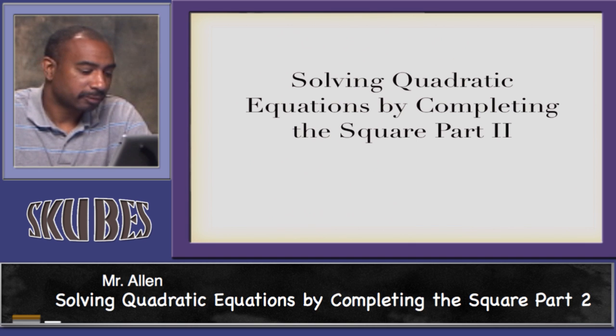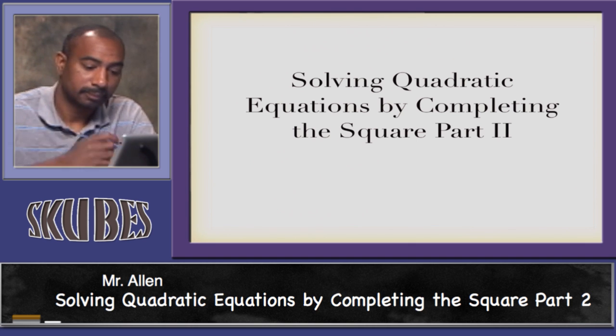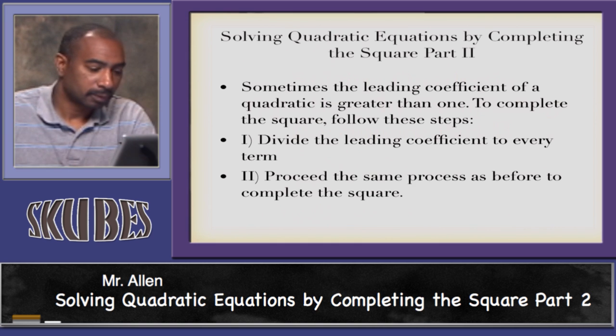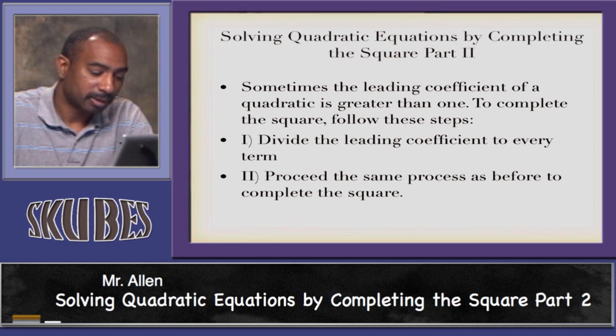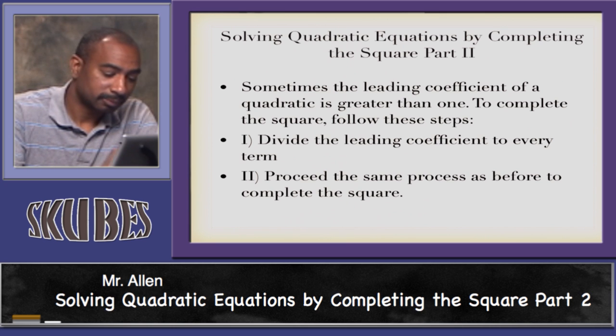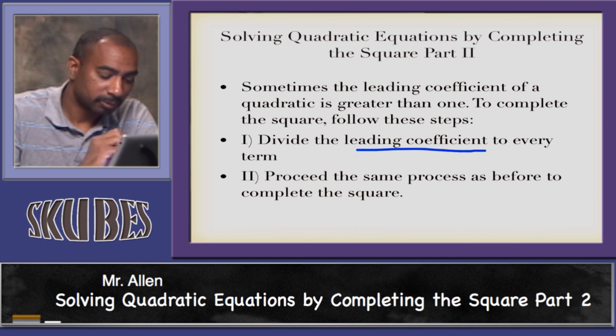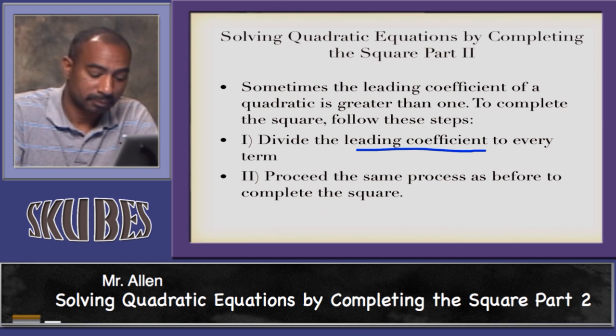All right, today's lesson is solving quadratic equations by completing the square, part 2. Sometimes the leading coefficient of the quadratic is greater than 1. To complete the square, follow these steps. One, we're going to divide the leading coefficient to every term. And then two, we're going to proceed with the same process as before to complete the square.